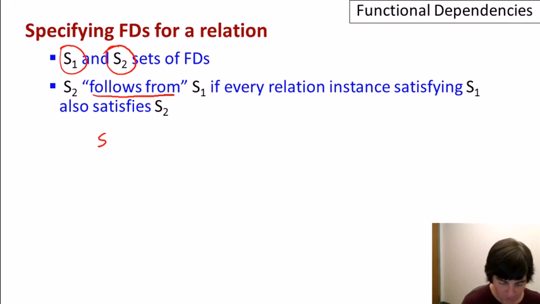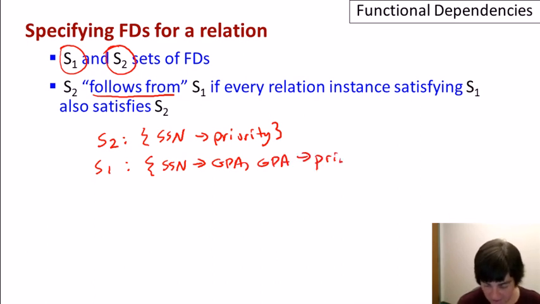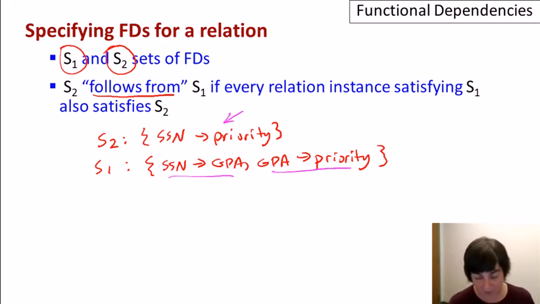As a simple example, suppose S2 is Social Security number determines priority, and suppose S1 is the two functional dependencies, Social Security number determines GPA, and GPA determines priority. Then it's certainly the case that, for this example, S2 follows from S1. Every time we have a relation that satisfies Social Security number determines GPA and GPA determines priority, then that relation will also satisfy Social Security number determines priority. And we proved that in an earlier part of this video.